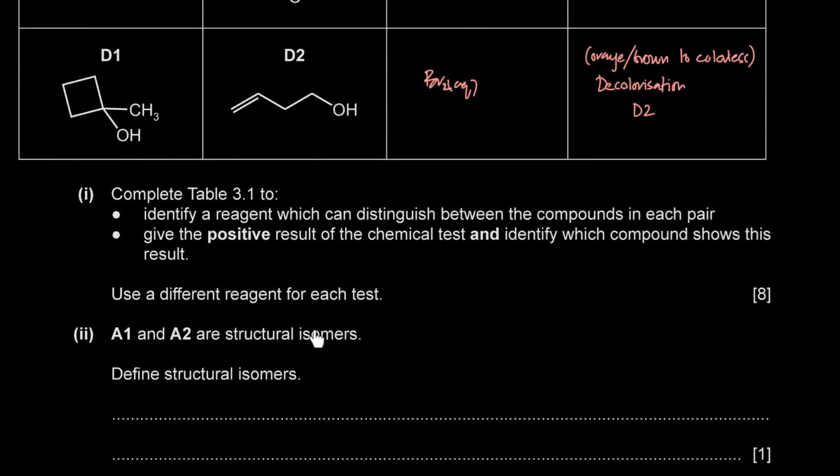A1 and A2 are structural isomers. Define structural isomers. Structural isomers are compounds with the same molecular formula but different structural formulae.